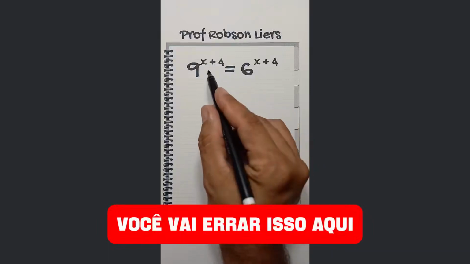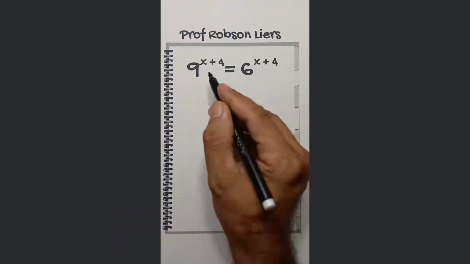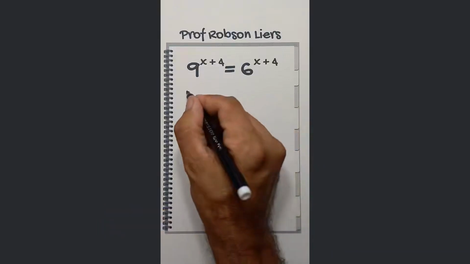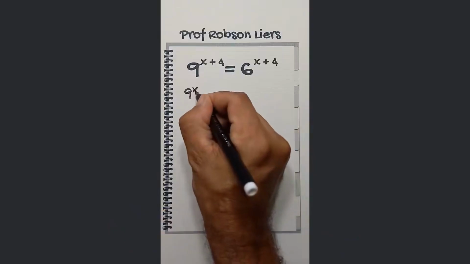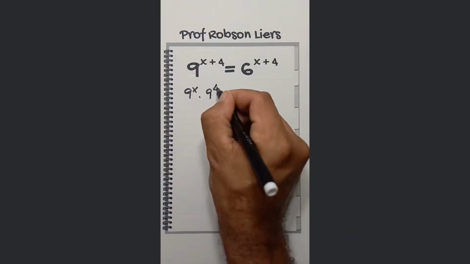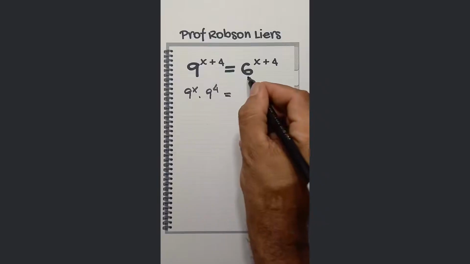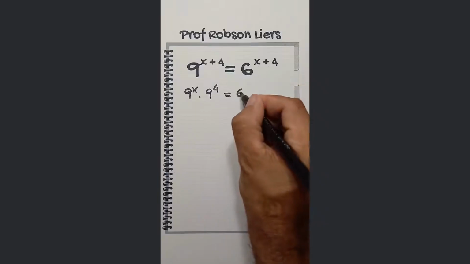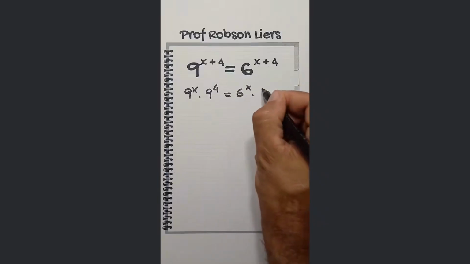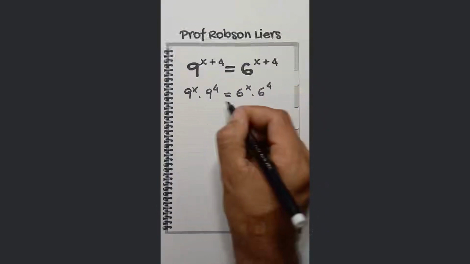How do you solve for x in this exponential equation? Pay attention. 9 raised to the power of x plus 4 can be written as 9 to the power of x times 9 to the power of 4. In the same way, 6 to the power of x plus 4 becomes 6 to the power of x times 6 to the power of 4. That's a property of exponents, alright?